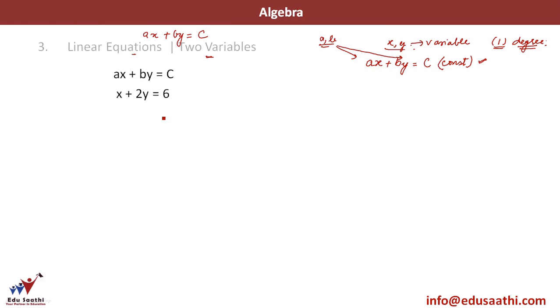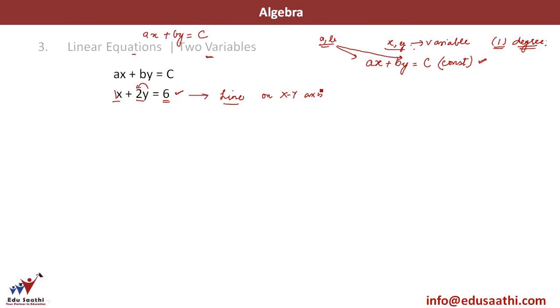Let's look at an example. The example is x plus 2y is equal to 6. So the coefficient of x is 1, the coefficient of y is 2, and the constant term that you have is 6. A linear equation in two variables, if I draw it graphically, would be a line on the xy axis.